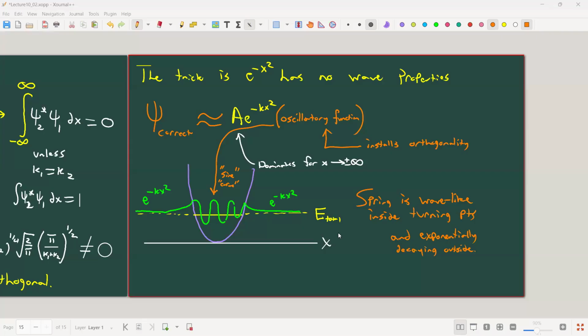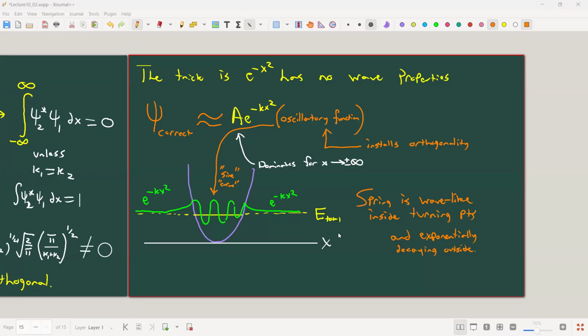And so what we would expect to see is that for some given state, on the outside of the potential, the system decays as a bell curve. But inside the potential, just like the particle in the box, it oscillates like a wave.